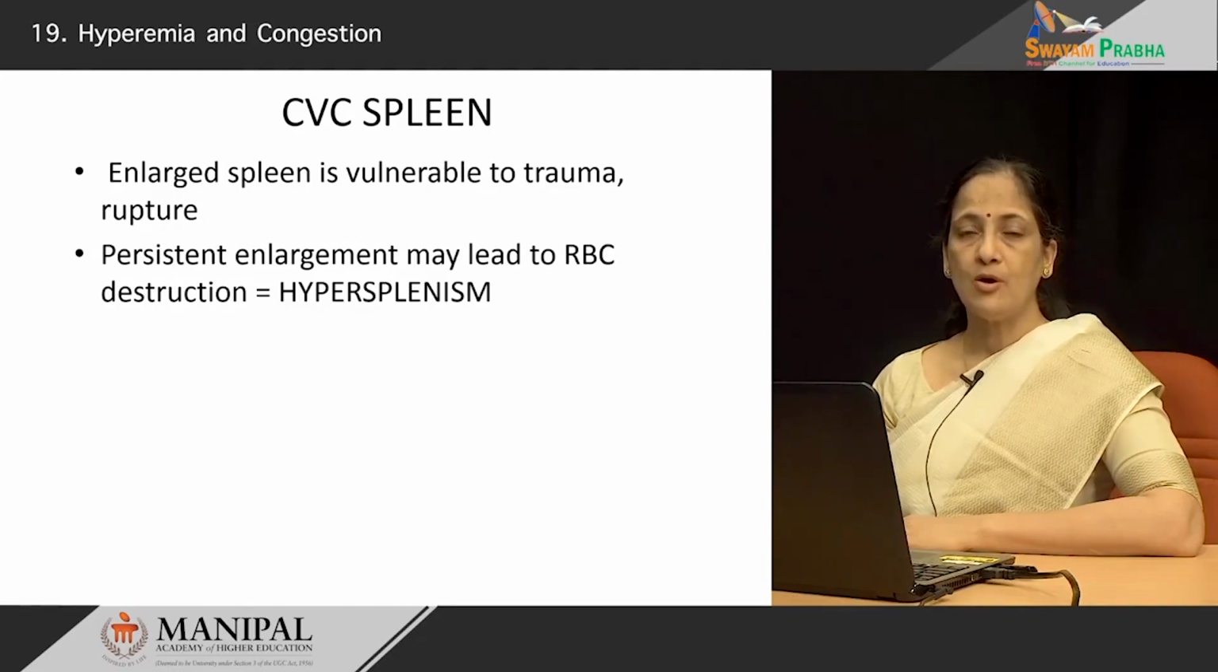Persistent enlargement of the spleen like this, with stagnation of blood as it passes through that enlarged congested spleen, results in destruction of the blood cells and cytopenias in the peripheral circulation. This hyperfunctioning of the spleen is referred to as hypersplenism.